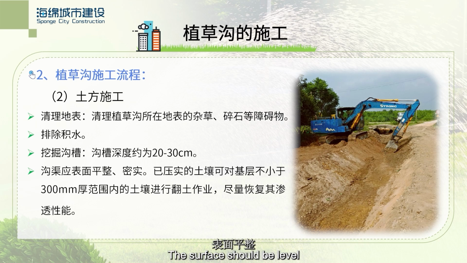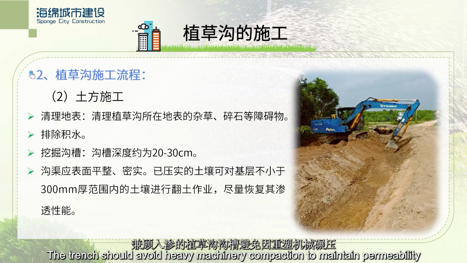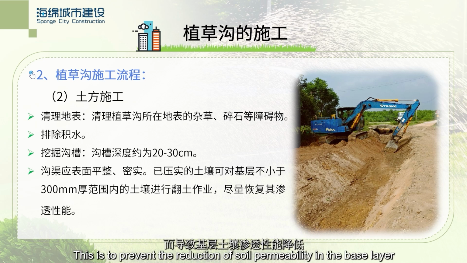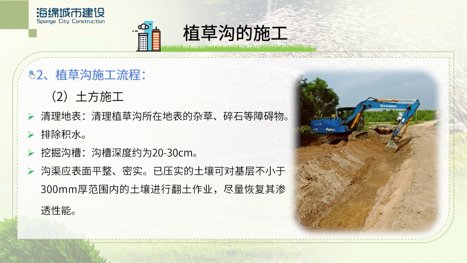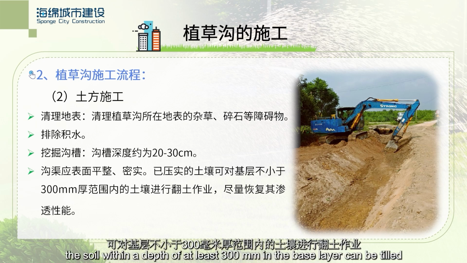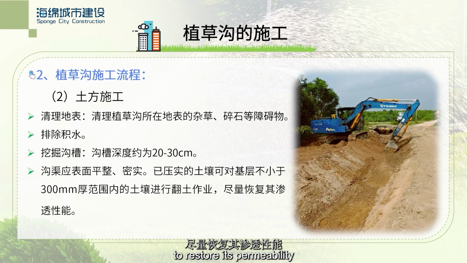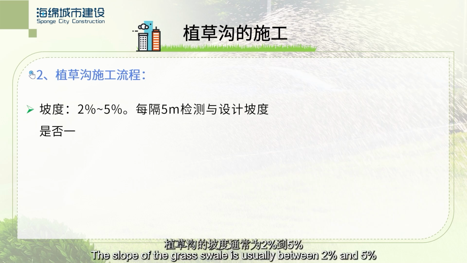The surface should be level and compact. The trench should avoid heavy machinery compaction to maintain permeability. This is to prevent the reduction of soil permeability in the base layer. If the soil has been compacted, the soil within a depth of at least 300 mm in the base layer can be tilled to restore its permeability. The slope of the grass swale is usually between 2% and 5%.